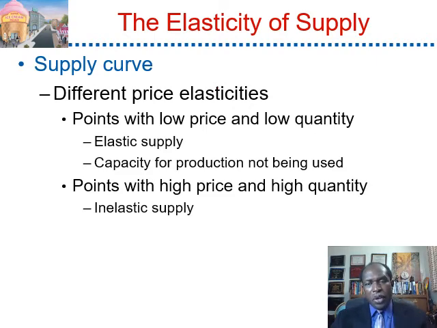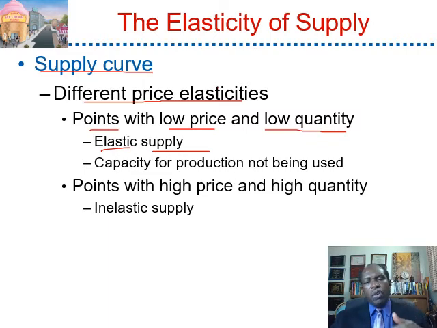Like the demand curve, the supply curve also will have different price elasticity. Points with a low price and low quantity will lead to elastic supply. So the value of the elasticity will be greater than 1, meaning that the percentage change of the quantity is greater than the percentage change of the price. So the capacity for production is not being used by the producer.